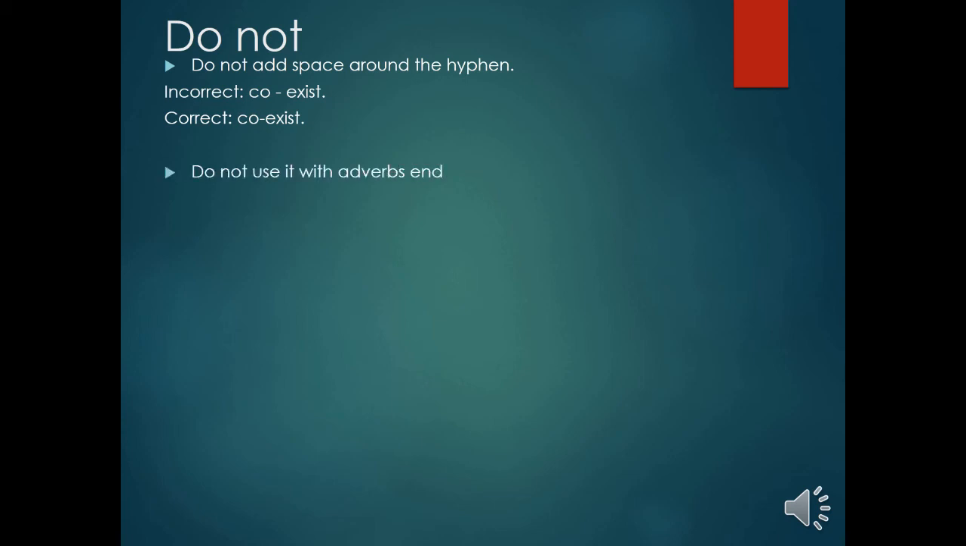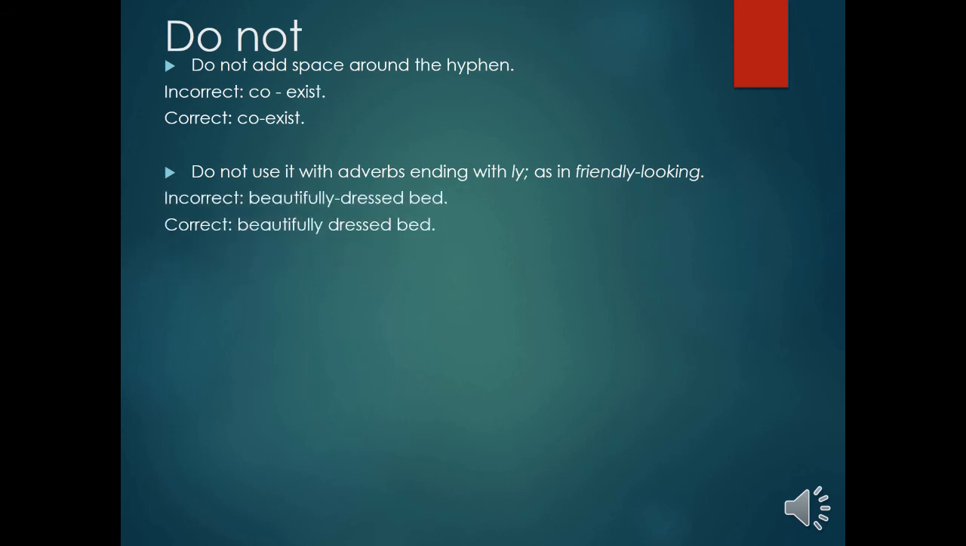Do not use the hyphen with adverbs ending with ly, as in friendly looking, beautifully dressed bed. The correct way to write it is without the hyphen. So take note of that. Well, I don't always like to make people feel that something is just a rule. You should understand.